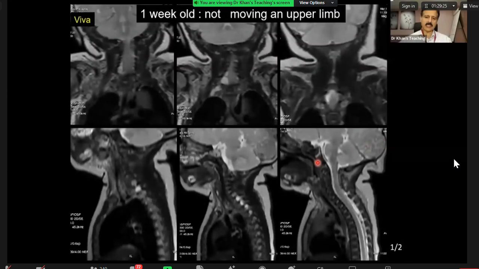Okay, so this case, the image quality here is not very good. But having said that, this case has come in the exam. This patient has a birth trauma and is not moving the upper limb. Now concentrate on this T2 weighted sequence, coronal. Concentrate on this paracerebral.